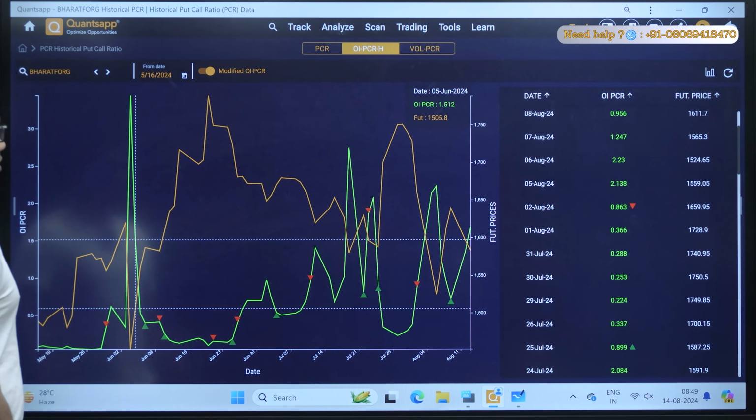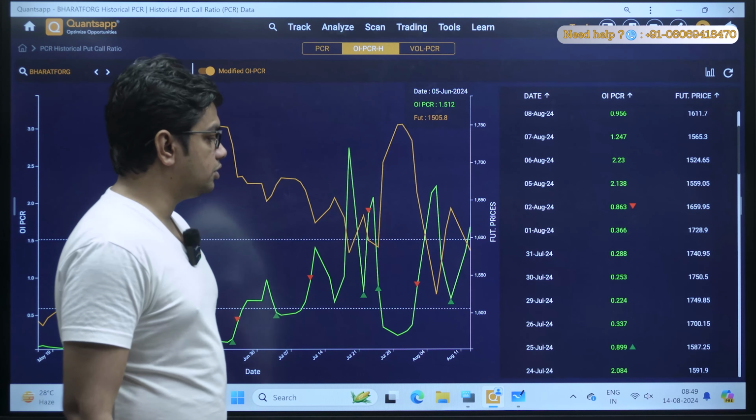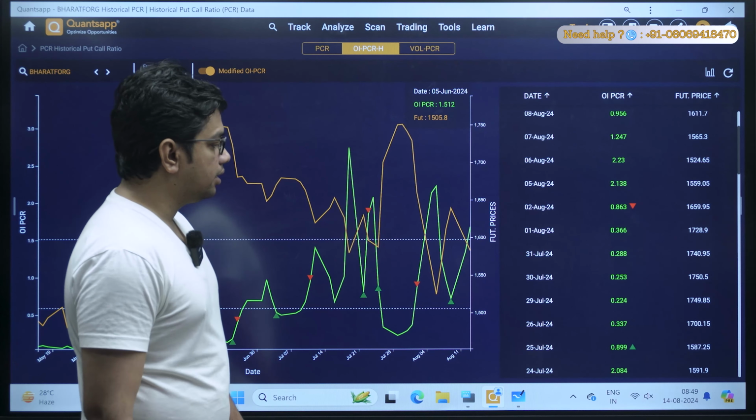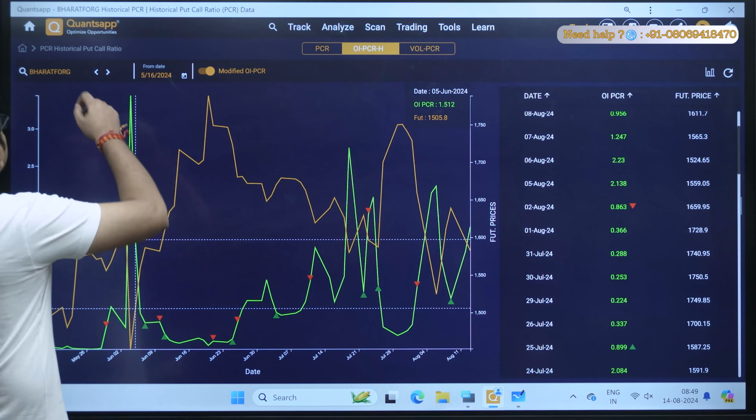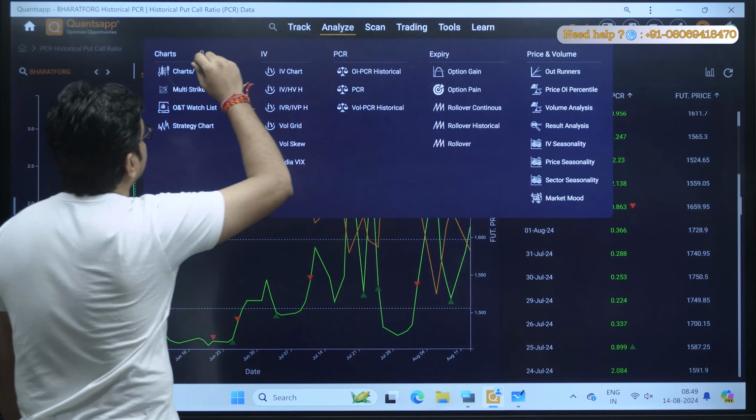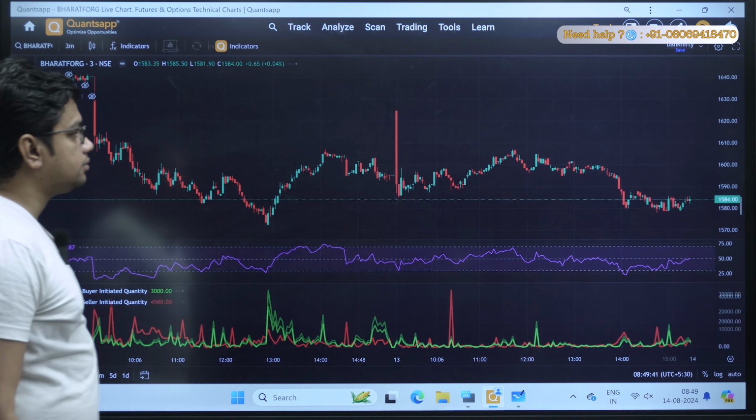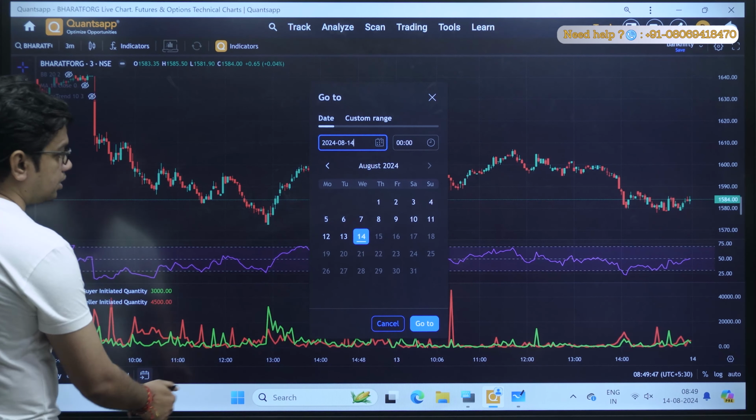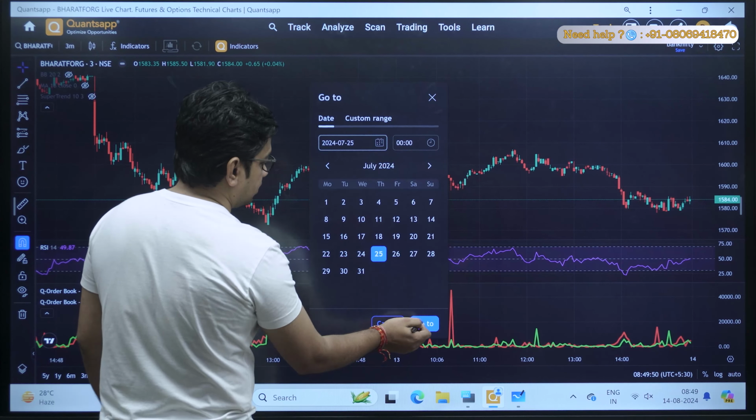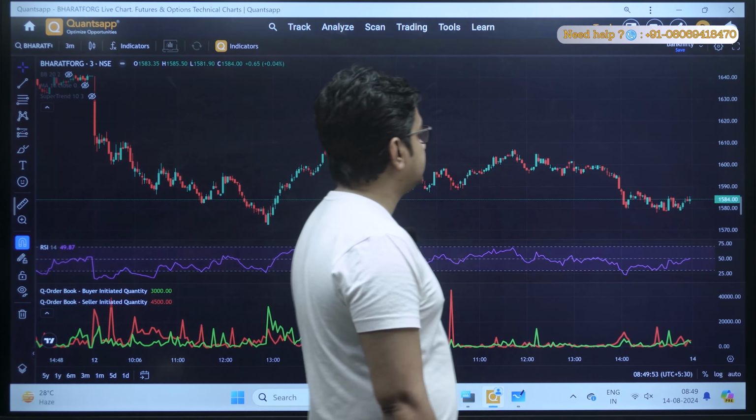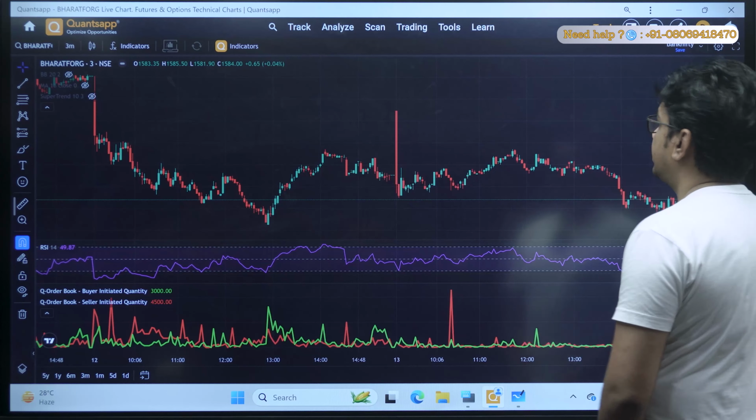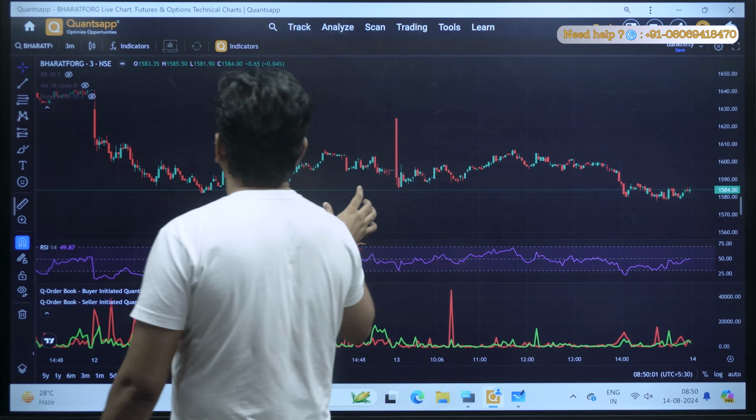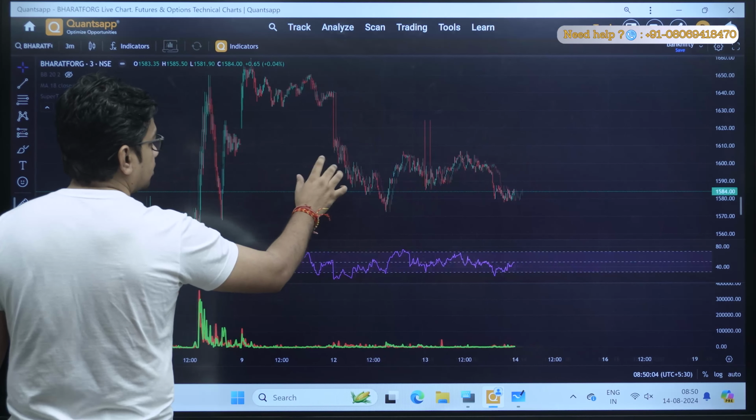So, this is Bharat Forge. Let us go to Bharat Forge. Let us say on the 25th July, the price is 1587. I will go to analyze, select chart order and trade, and go to 25th July. Let me check the data. I think the chart is not moving, no worries, we will do it manually.